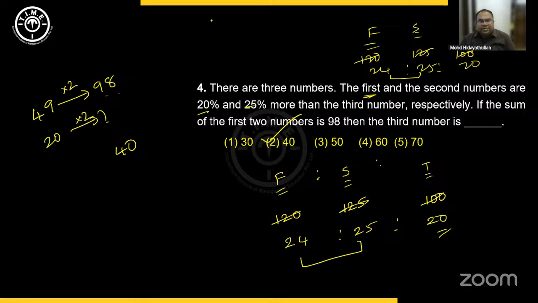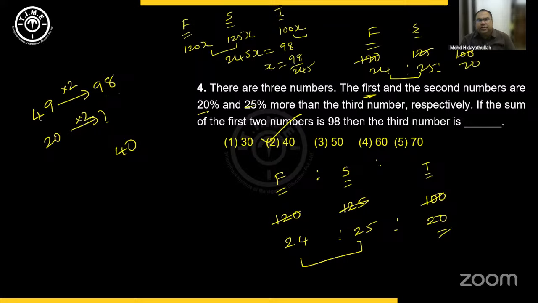Otherwise, you can also do it like this. First, second, third: you take 100x, this is 120x, this is 125x. Add these two. 245x is equal to the sum of first two numbers, which is 98. Find x value, 98 by 245. Substitute here, you'll get the answer. But I'm taking the common factor out and taking the ratio. Hope you have followed here.